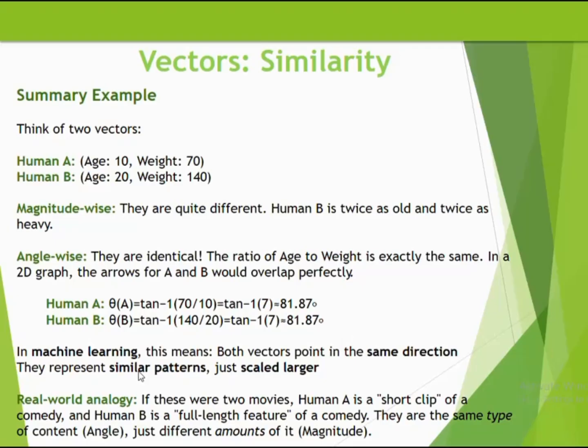And if we convert them into a real world analogy, if these were two movies instead of humans, human A is a short clip of a comedy, whereas human B is an actual full length movie of a comedy genre. They are the same type of content, meaning the angle is the same, but different amounts of it, right? The magnitude is different. So I hope that clears up more about the similarity factor using the magnitude and angle properties of a vector, right?